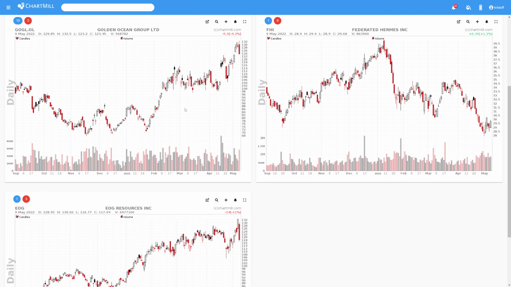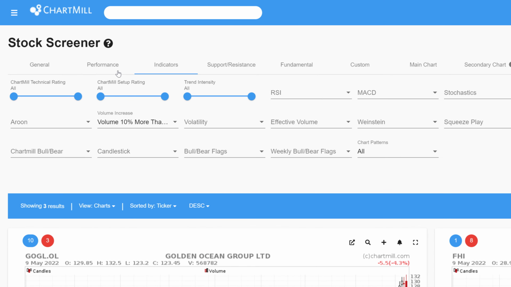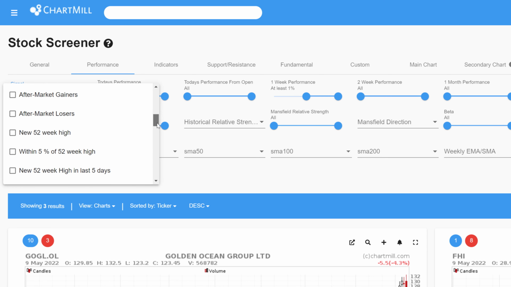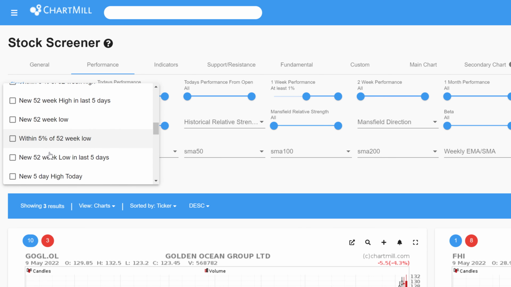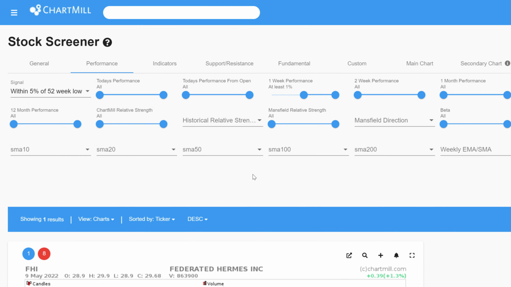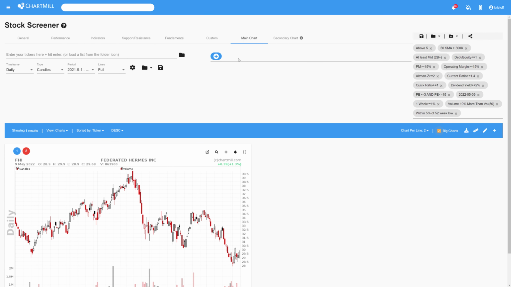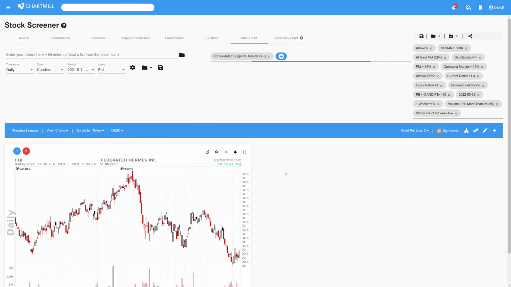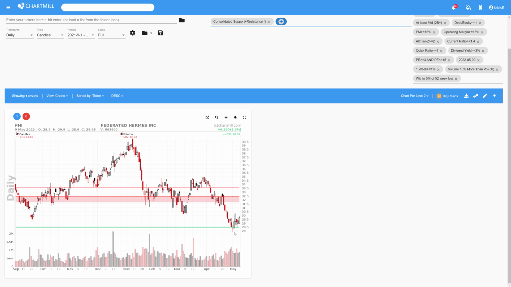For example, if I want to know which of these financially sound companies are trading close to their 52-week low, I can do that quite easily from the Performance tab, where under Signal I select the option within 5% of the 52-week low. If you then once again add the overlay Consolidated Support and Resistance, you can very easily see how the price relates to the next support, which represents at this point the lowest 52-week price.